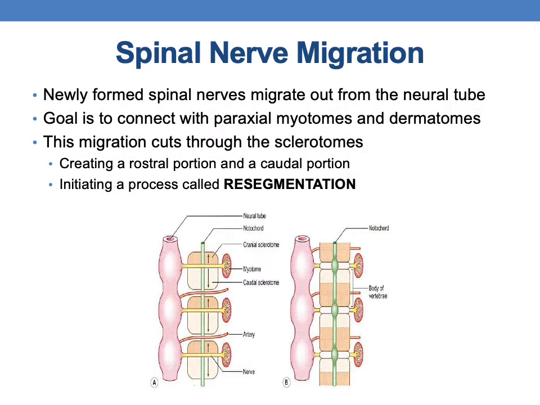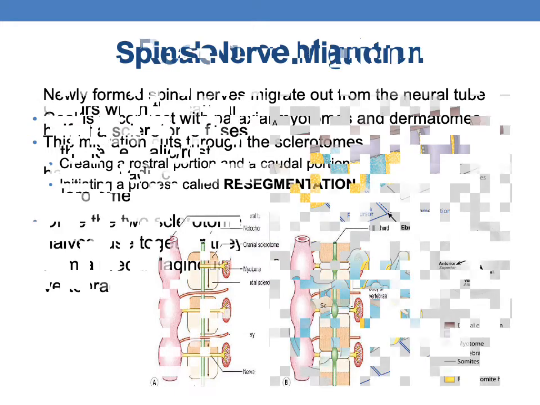Spinal nerve migration. Newly formed spinal nerves migrate out of the neural tube. Their goal is to connect with periaxial myotome and dermatomes. This migration cuts through the sclerotome, dividing them into a rostral portion and a caudal portion. And this initiates a process called resegmentation.